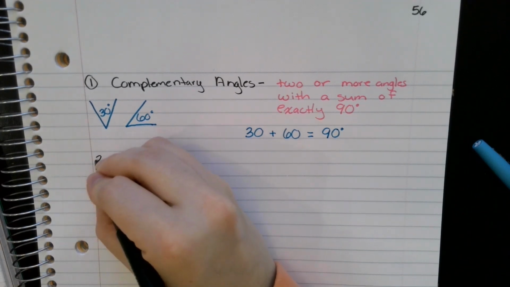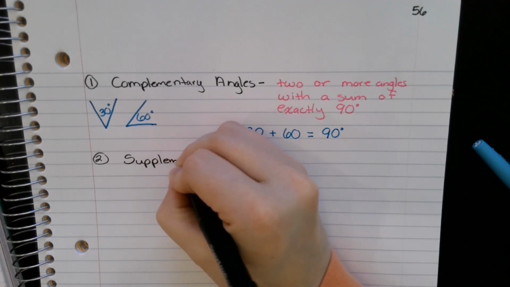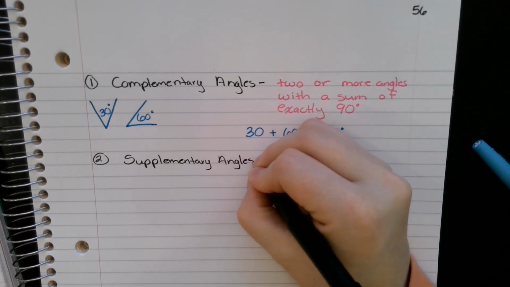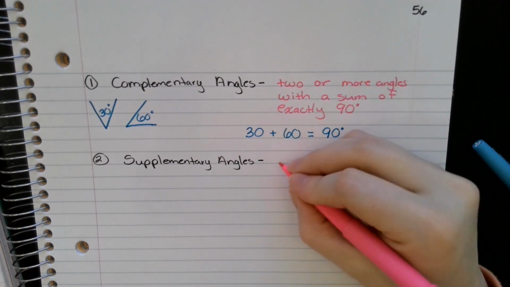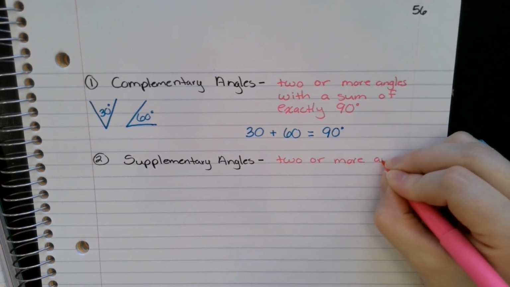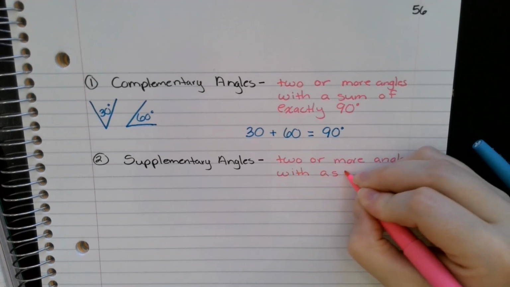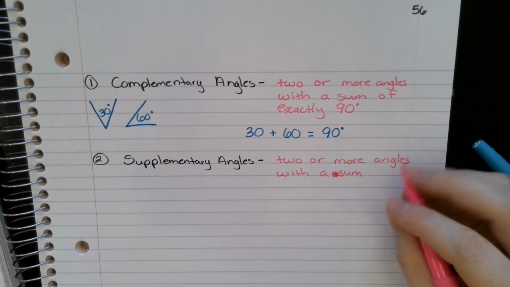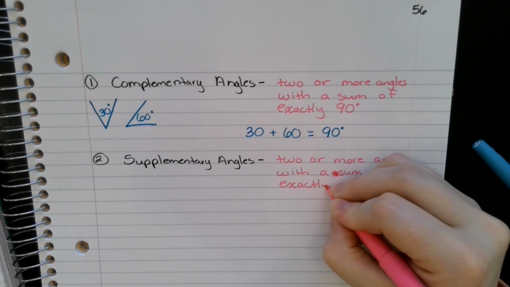Okay, then we've got a supplementary angle relationship. And with supplementary angles, it's the same concept as complementary, except instead of it having to equal exactly 90, supplementary has to equal 180. So again, you have to have more than one angle in order for there to be a relationship. So it's two or more angles with a sum. And remember again, sum means you have to add the angles together. You add them together, has a sum of exactly 180 degrees.